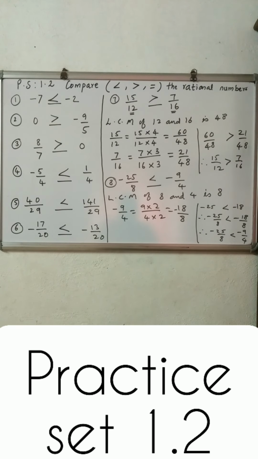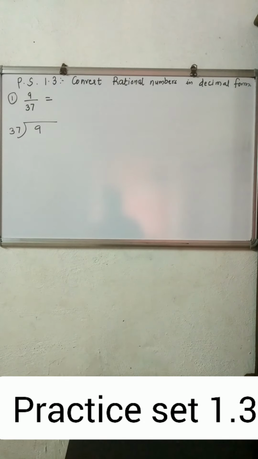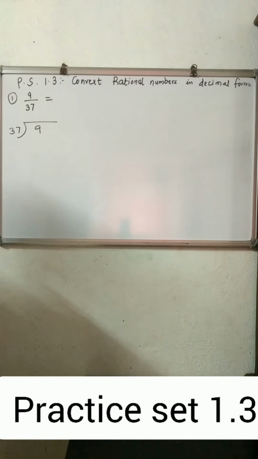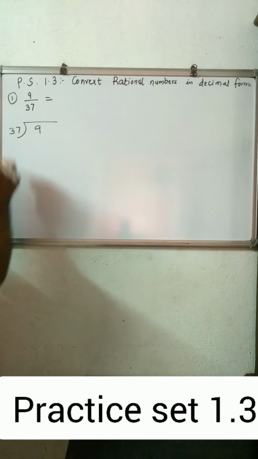In the same manner, solve the last two examples. Now we'll solve examples of practice set 1.3. So convert the following rational numbers into decimal form. So the first example is 9 divided by 37.